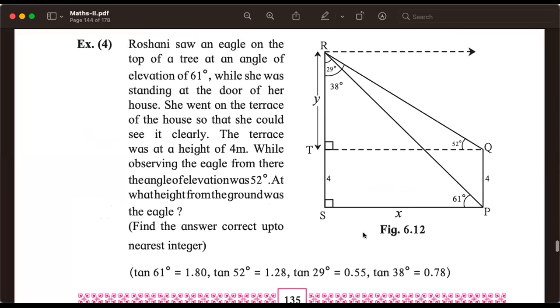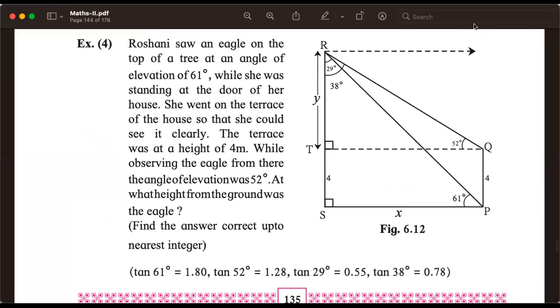The next example, which we did not discuss in the class, and I'm sure you can understand on your own, is there is a girl, Roshni. Roshni is a girl who saw an eagle. Eagle is a bird of prey, a shikari bird, on the top of a tree.